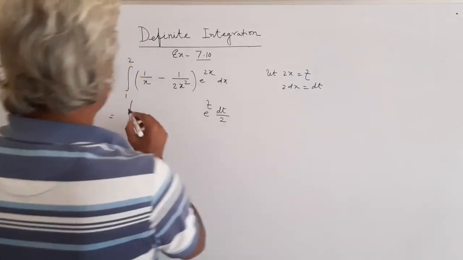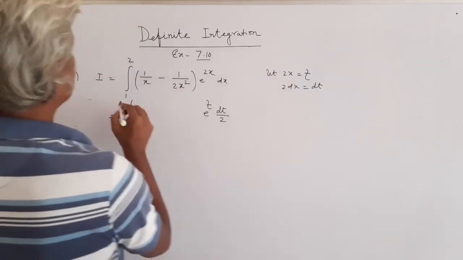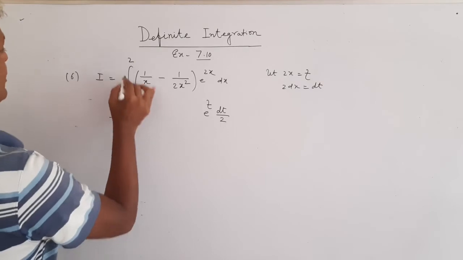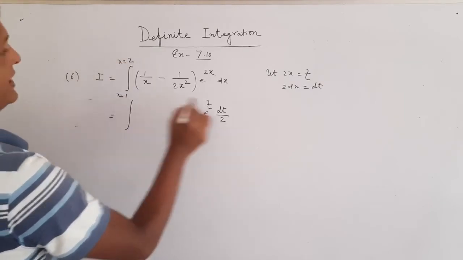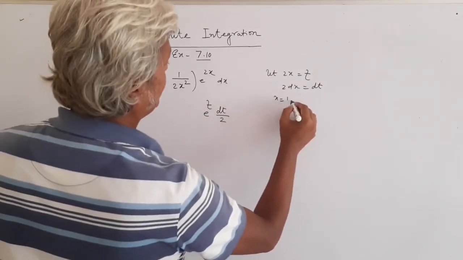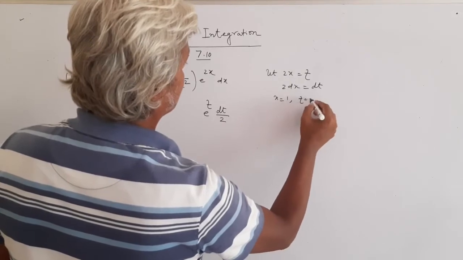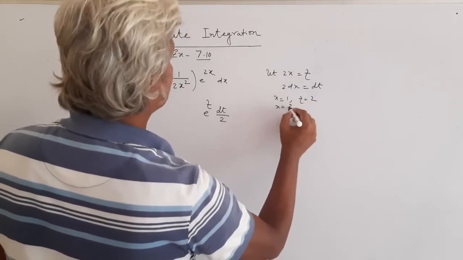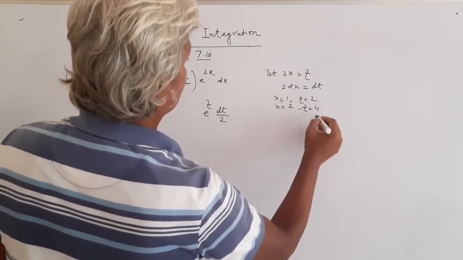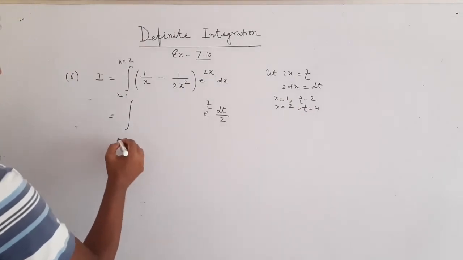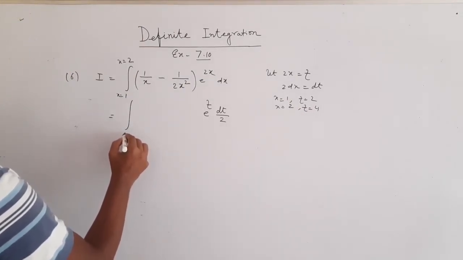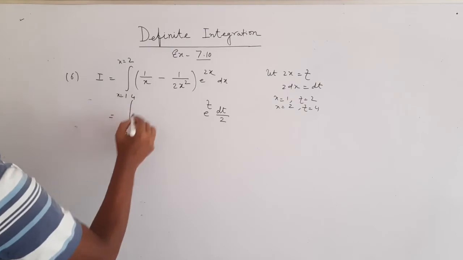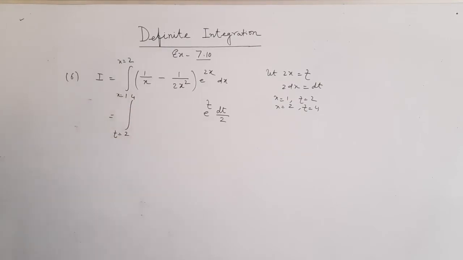Now the limits: x is 1 and x is 2. So when x is 1, t is 2, that is t is 2. When x is 2, t is 4. So this becomes 2, this becomes 4. Right, now we have got into the level of t.